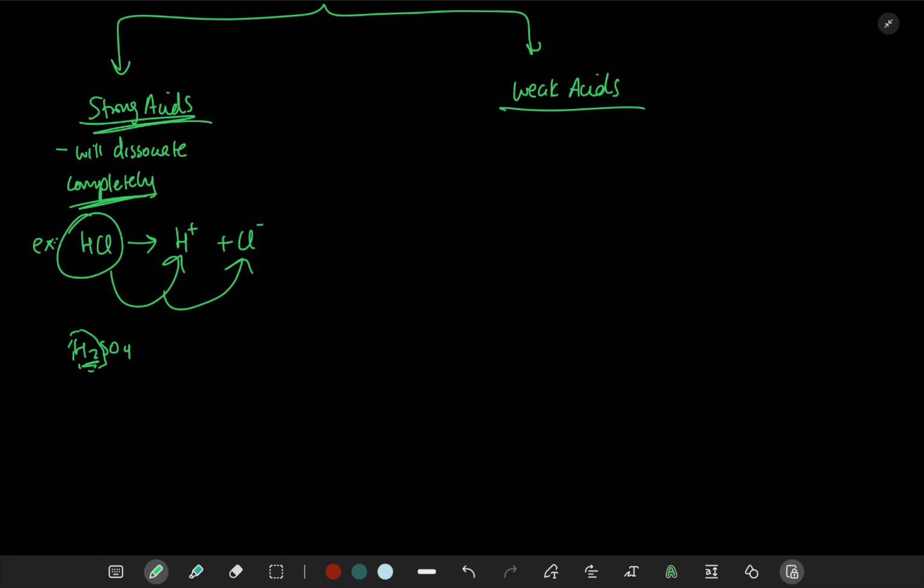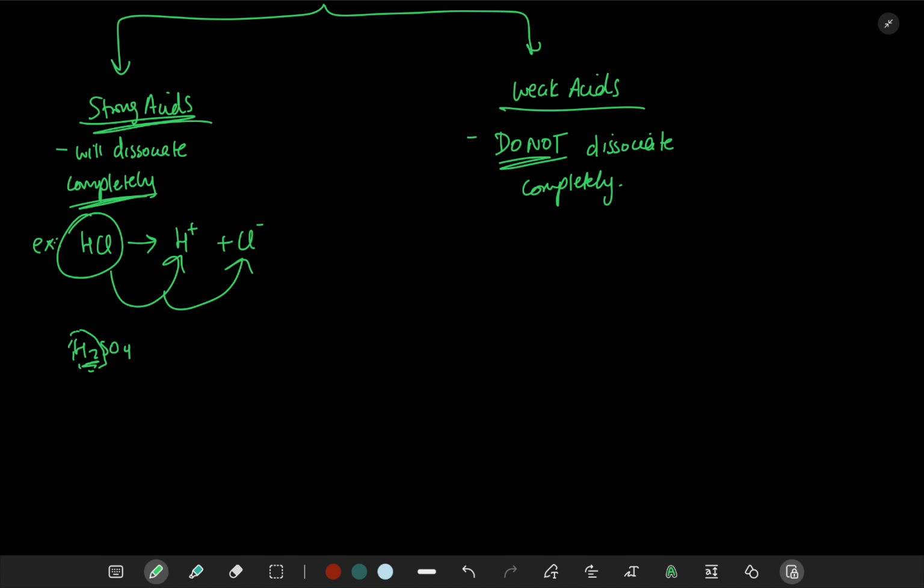Now let's talk about weak acids. Weak acids don't dissociate completely, which means that they only release some hydrogen ions and retain the original structure. So only some of those weak acids will dissociate into the hydrogen ion and its constituent other ions, and some of those acids will remain and retain their original structure.